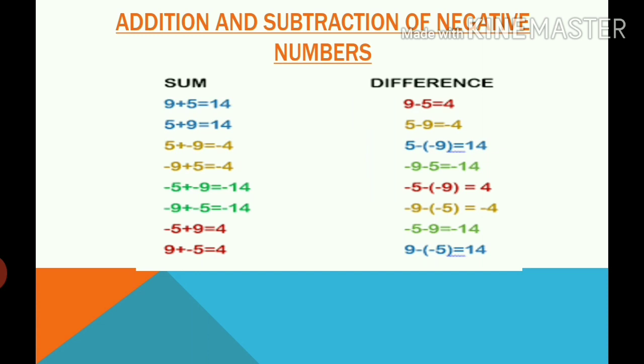Okay, here are a few examples. First I will give you examples of addition of negative numbers. So 9 plus 5 is 14. 5 plus 9 is 14. Now 9 is a negative number and 5 is positive.